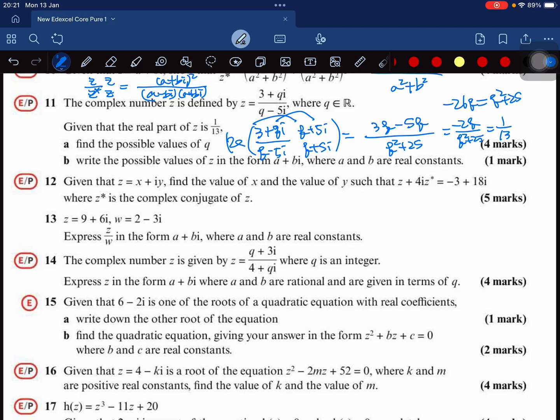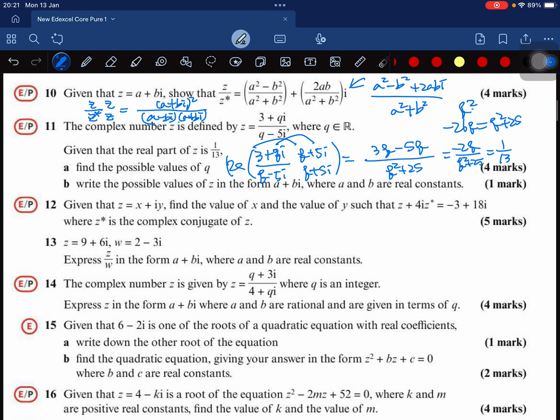So negative 26q equals q squared plus 25. So q squared plus 26q plus 25 equals 0. So the possible values of q: (q plus 1)(q plus 25) equals 0. Therefore, q equals negative 1 or q equals negative 25.